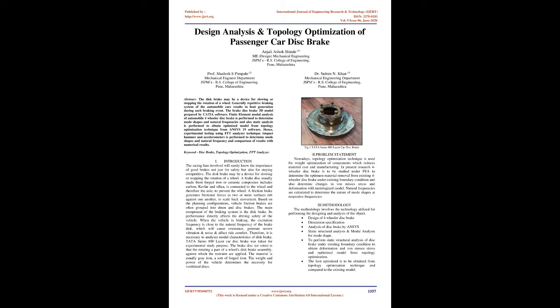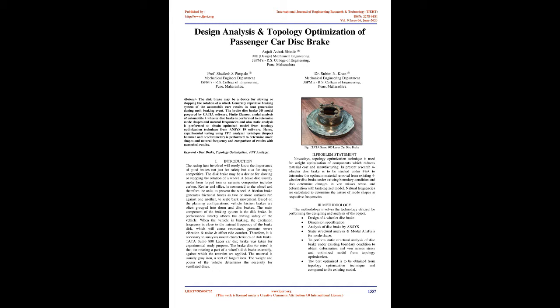Abstract: The disc brake is a device for slowing or stopping the rotation of a wheel. Generally, the repetitive braking of automobile cars results in heat generation during each braking event. The brake disc 3D model was prepared by CATIA software.